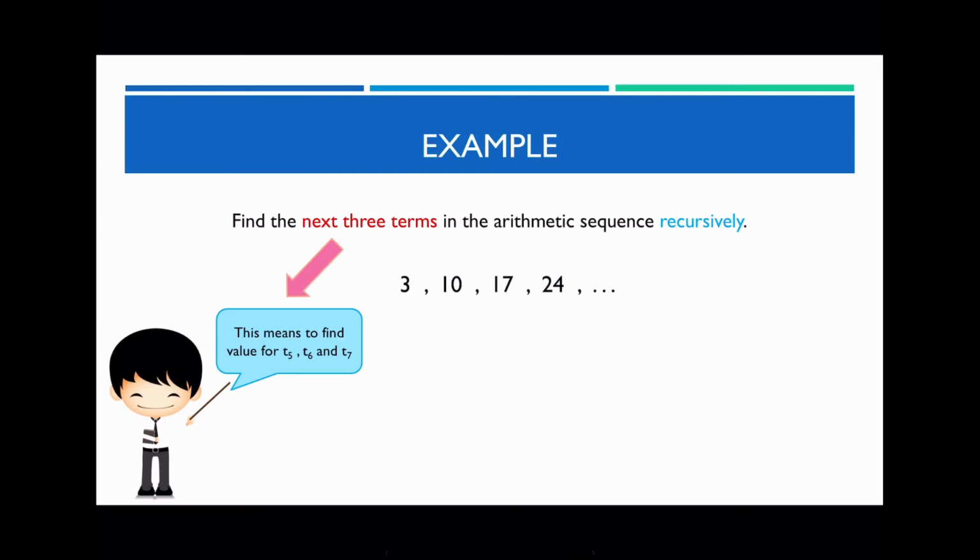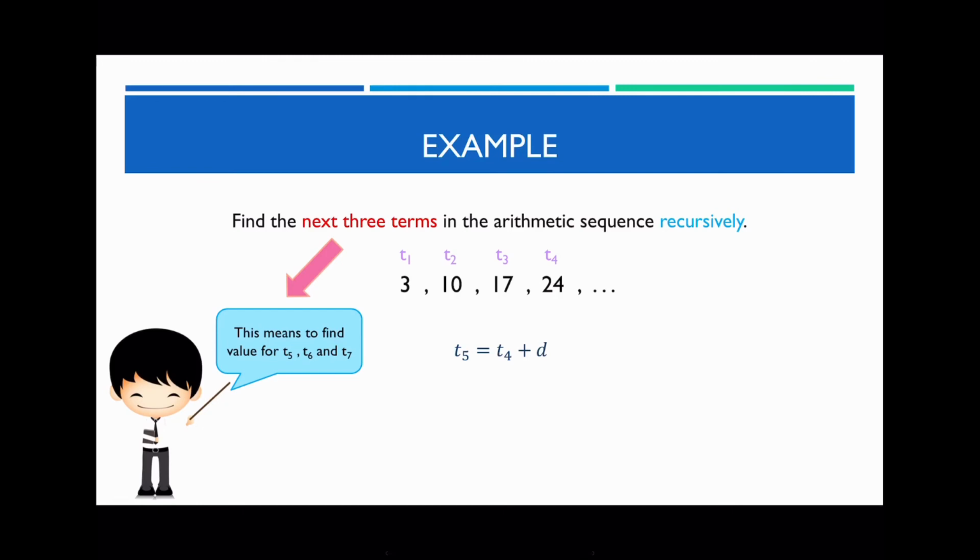In this particular example, the question is asking us, find the next three terms in the arithmetic sequence recursively. It's pretty much what you've done in the earlier review questions, but now we're using full working out to show this recursively. Because it's asking for the next three terms, the question is asking us to find the values of T5, T6, and T7, since we know T1, T2, T3, and T4 already. To find T5, all I need to do is find out what T4 is, which I know is 24, and then add the common difference.